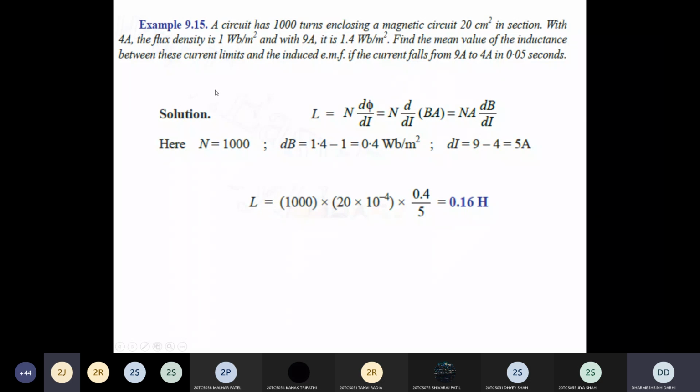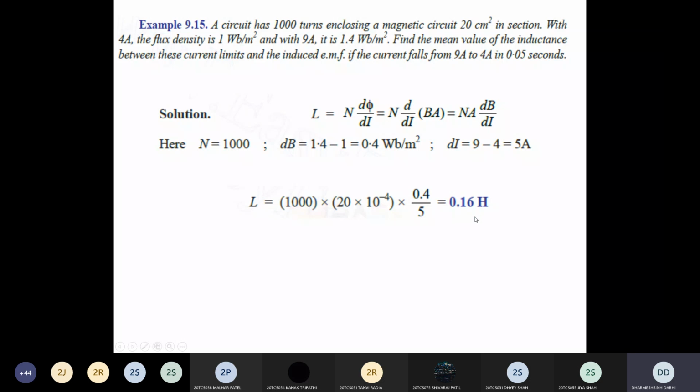Now how to find out the induced EMF? The induced EMF is L into the rate of change of current, L into di by dt.